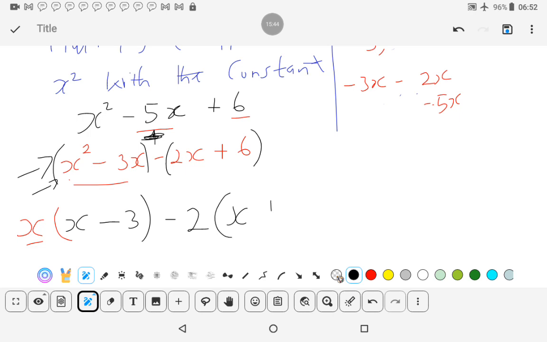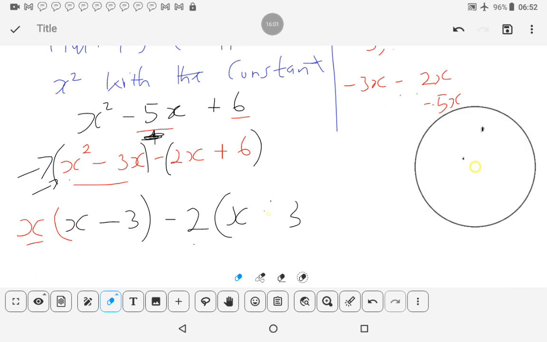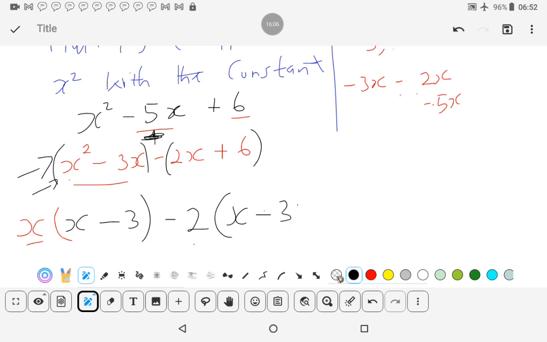If you write plus 3, it will be wrong, because minus 2 times plus 3 will give you minus 6, and we are interested in getting plus 6. So we have to be very careful with the sign. So the answer here will be minus 3. Minus 2 times minus 3 will give us back plus 6, and that will be the correct step for us.